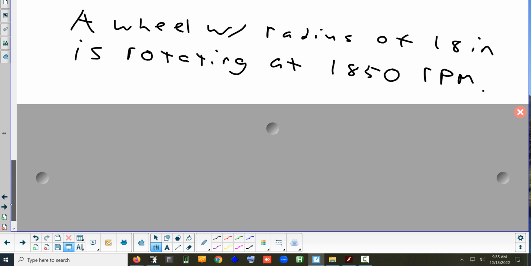So we have a wheel with a radius of 18 inches, which, just to make that a little simpler, how many feet is 18 inches? Yep, 1.5. It's exactly 1.5. If you're not sure, you can divide inches by 12, and it changes it to feet. So that's 1.5 feet. I think we need feet later on, so it might help to have that number now.